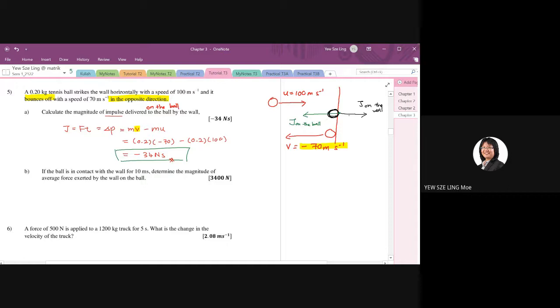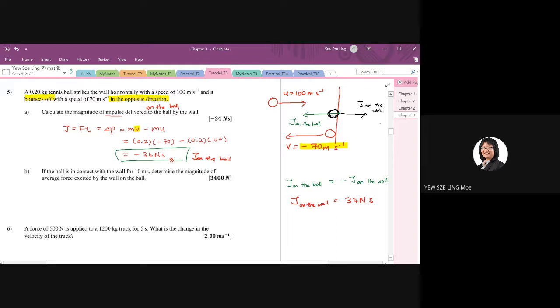Therefore, their impulse is the same. So J on the ball is equal to negative J on the wall. They have the same magnitude but opposite sign. So if the question asks you to calculate J on the wall, then what are you going to get? J on the wall is just equal to positive 34 Newton second. Just now we had J on the ball, which is a negative value. If the question is asking for J on the wall, then it would be a positive value.